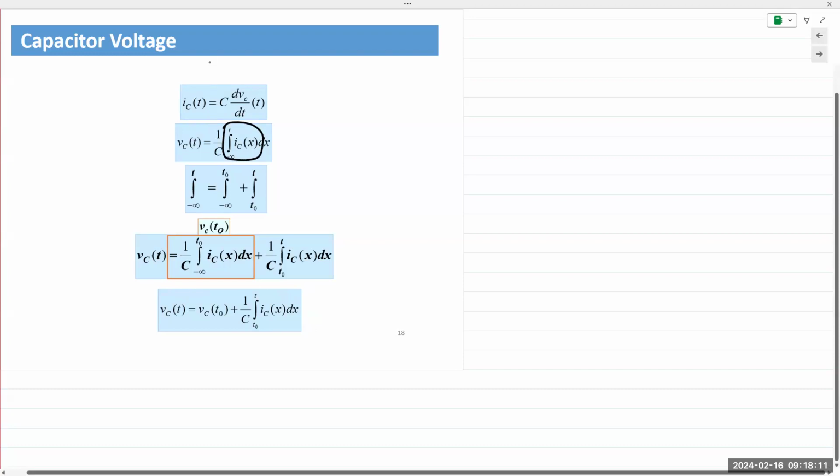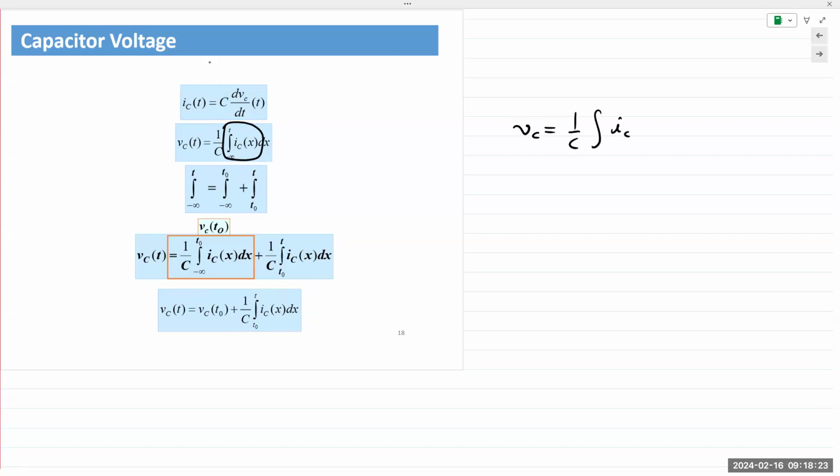So capacitor voltage, let me keep it simple, capacitor voltage VC is simply the integral of the current iC. Capacitor voltage is the integral of the current iC. For an inductor, if you remember, it was the opposite. The inductor current was given by the integral of the voltage. So again, similar form of the equations, except the quantities are switched.